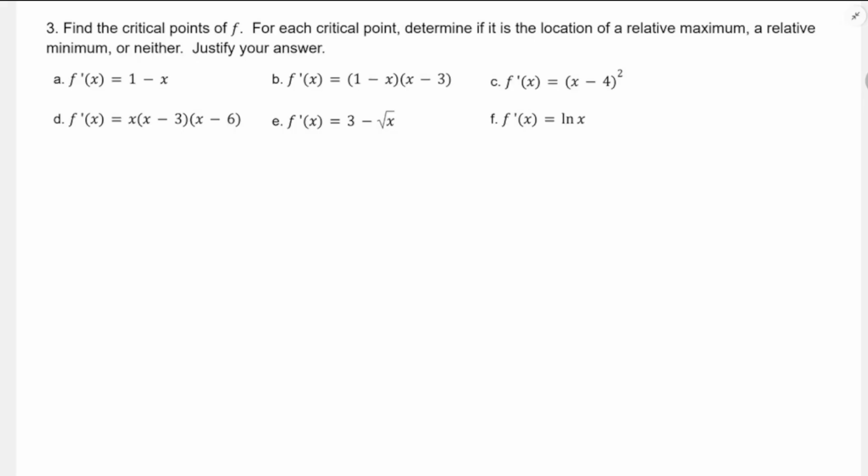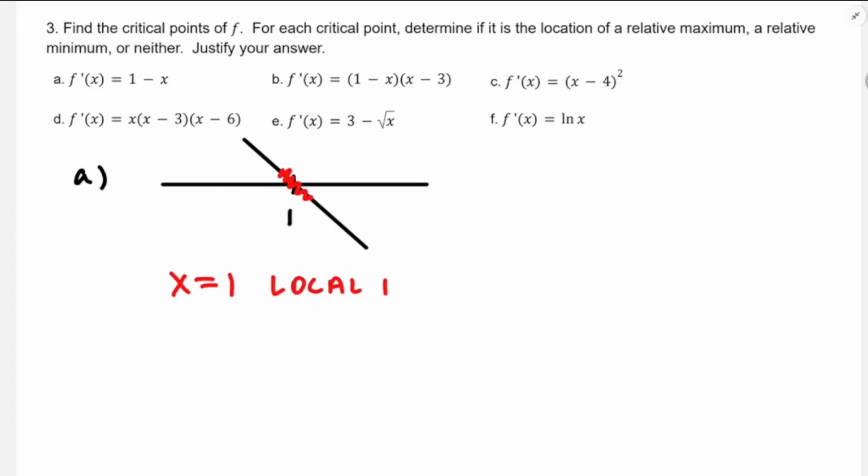Alright, now the next one is find the critical points, determine if it's maximum, minimum, neither, justify your answer. Alright, so f prime of x equals 1 minus x. So, okay, that would equal 0 when x equals 1. 1 minus x is a line with negative slope. So draw it like that. And say, okay, well, right here, f prime went from positive to negative. So I'm going to say x equals 1 is a local maximum. Okay, and reason being f prime went from positive to negative.